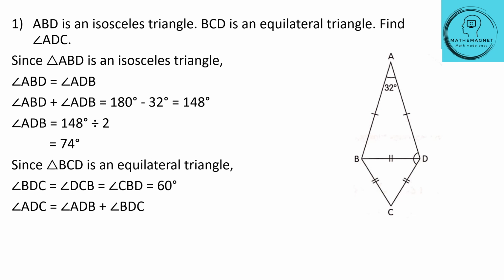So angle ADC, we know this angle, that is angle ADB we found, is equal to 74 degrees. So now this angle is 74 degrees and we know this angle is 60 degrees. So 74 plus 60 will give you angle ADC. So ADC will be 74 plus 60, which is equal to 134 degrees. So unknown angle ADC is equal to 134 degrees.